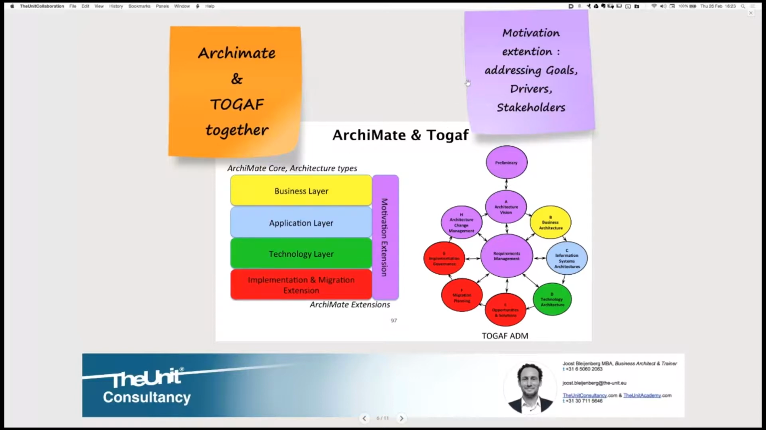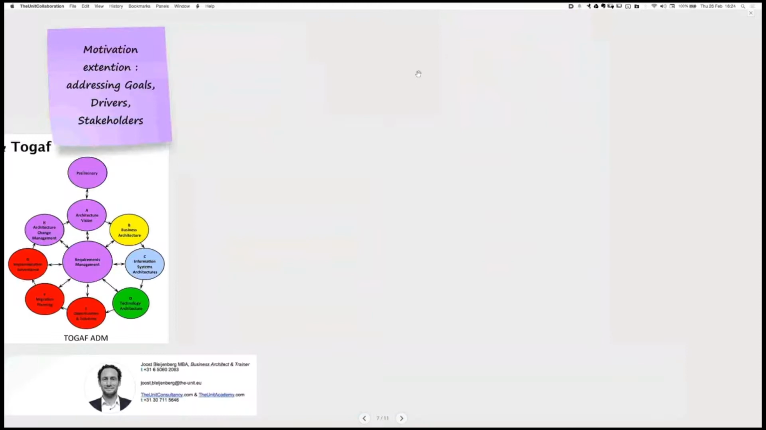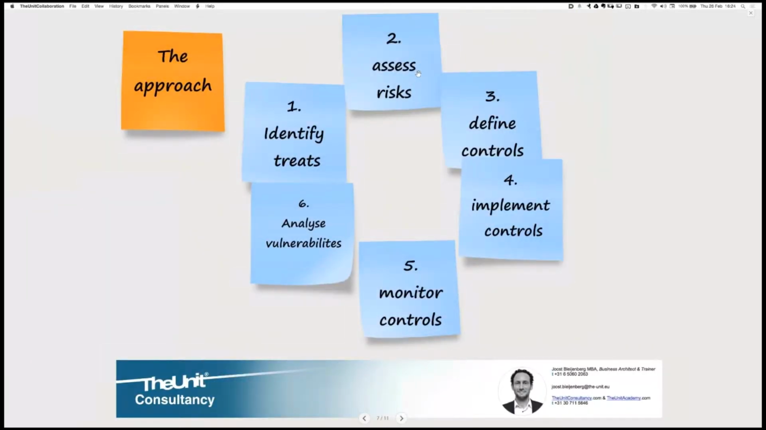Motivation, as you can see, in TOGAF consists of a couple of things. It starts with addressing, of course, the goals that you have, the drivers, the stakeholders, all these things that have relevance to the motivation behind the change that you're undergoing. And that is, of course, important when we move into security and risk management as well. So the approach that I would like to show you today is that we have 6 steps to complete that approach. First of all, we start to identify the threats that we have. Then we do an assessment in order to identify what type of risk we are talking about, based on the threats. Then we define controls in order to mitigate or to control that specific risk.